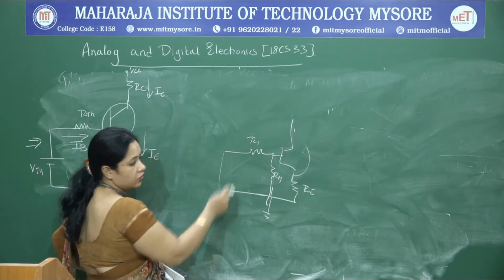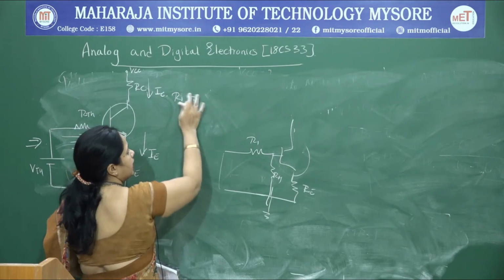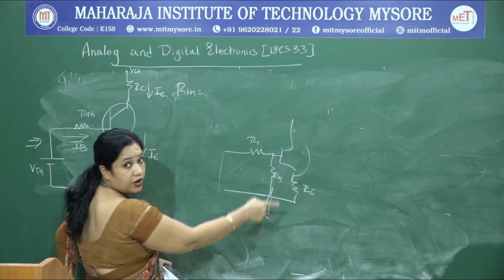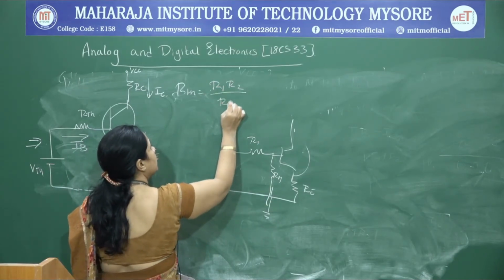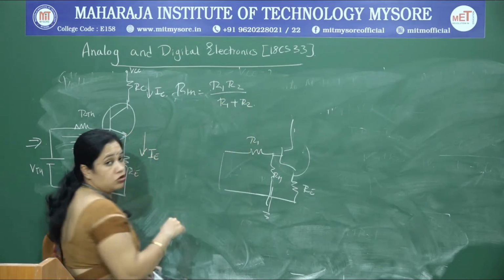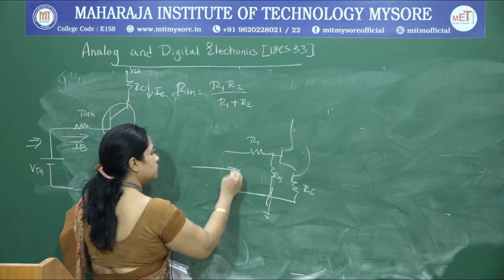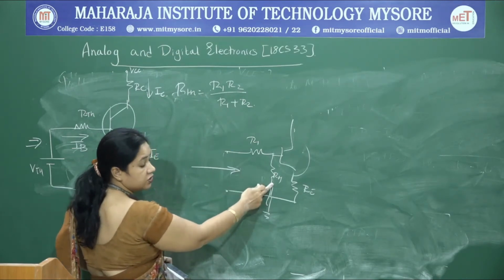Replace the voltage source by a short circuit. What is the equivalent resistance? R Thevenin is this; you end up getting R Thevenin as the parallel combination of R1 and R2. It is R1 R2 divided by R1 plus R2. And if I want to determine the Thevenin equivalent voltage, open this voltage source and look into this terminal. So, what is it? It is the voltage drop across R2.